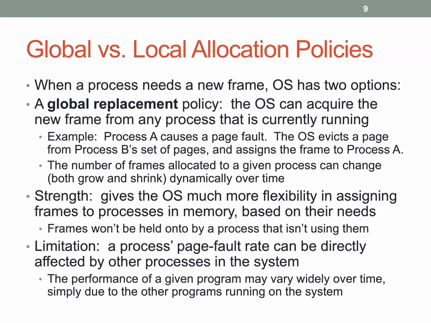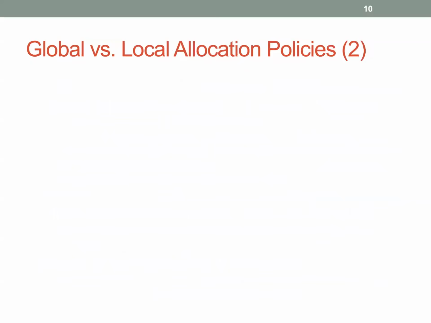The issue with a global replacement policy is that a faulting process can affect other processes. And so this is where you get the entire system thrashing if the total working set sizes of all the processes exceed memory. Basically, you can have one process be the domino that causes the entire thing to collapse. And that's the part that kind of sucks.